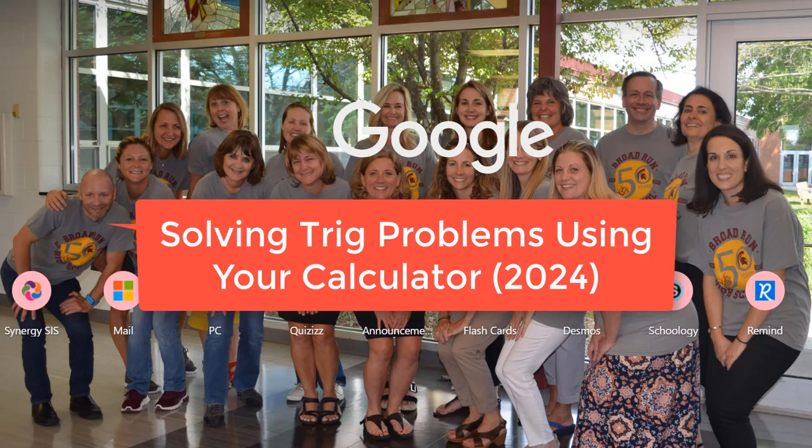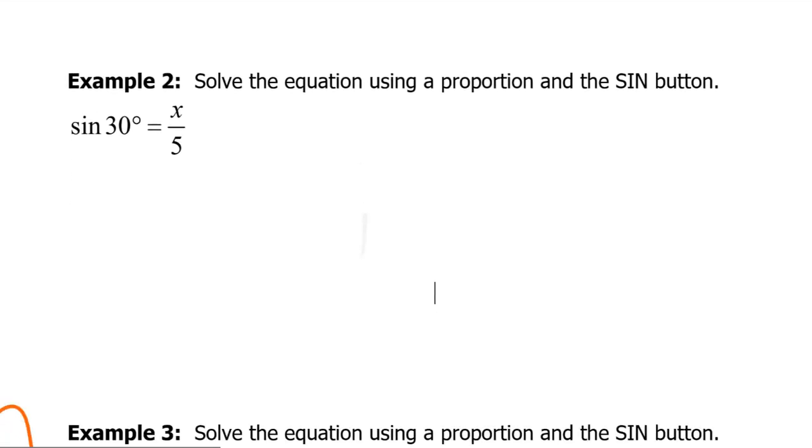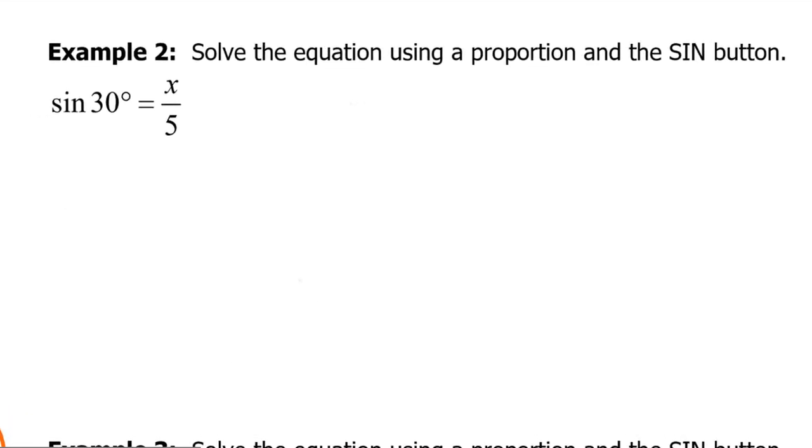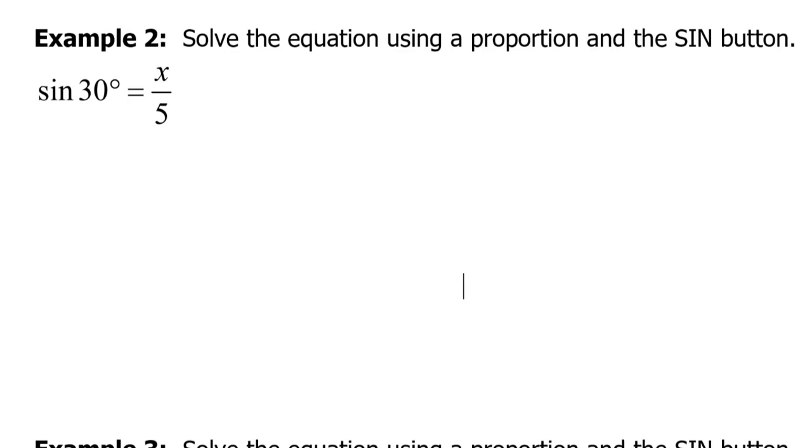And in this video, we are going to take a look at using our calculator to solve different types of trig functions. So let's go ahead and take a look at 3 of these examples. Now in the first one, we're going to be given the information where it says, solve the equation using a proportion and the sine button. So we're told straight up off the bat that sine of 30 is equal to x over 5.